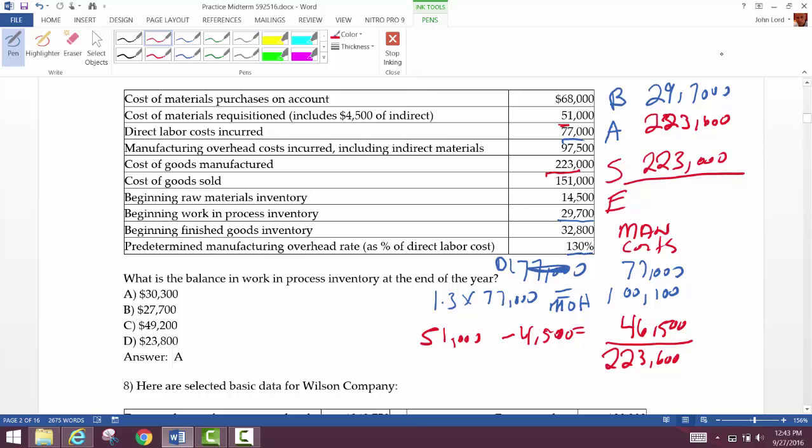Beginning balance in work in progress was what? 29,700. I added these manufacturing costs, which was what? Direct labor, direct materials, right? And my manufacturing overhead applied was a percent of direct labor cost. Did we get the right number there? Huh? This is 30,000. Is that what I get here? 30,300? Okay.